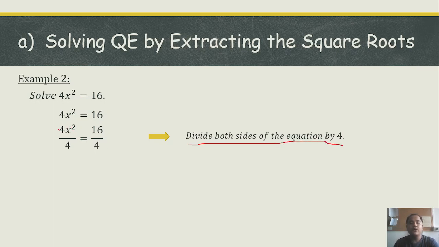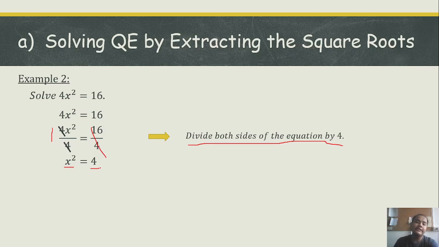Kaya nakuha natin si 4x squared divided by 4 is equals to 16 divided by 4. So, i-divide na natin. 4x squared divided by 4, the answer is 1. Then, 16 divided by 4, the answer is 4. That's why the next line of our solution, the answer is 1 times x squared, the answer is x squared, equals to 16 divided by 4, which is equals to 4.